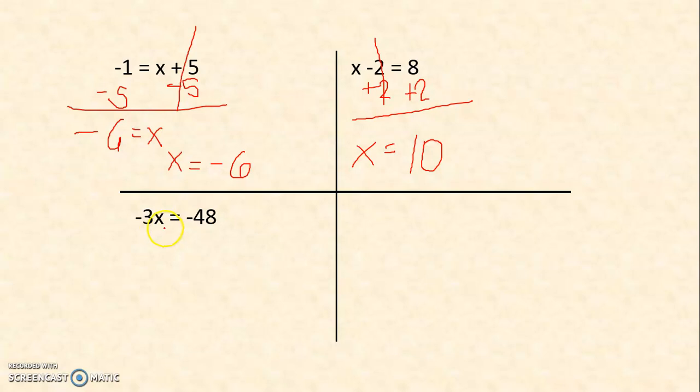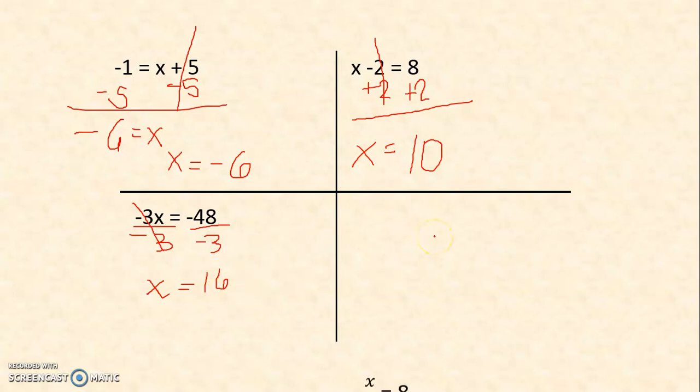Okay? The next one we have here. So we're going to solve for x, and your x has a coefficient of negative 3. You're going to divide both sides of the equation by negative 3. So you now have x here equals negative divided by negative, that is positive. And what is 48 divided by 3? That is equal to 16.